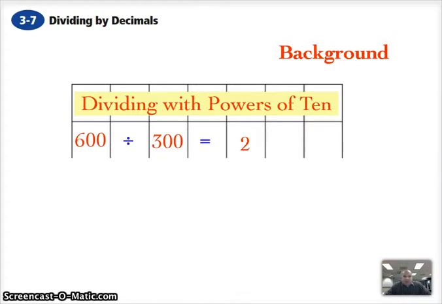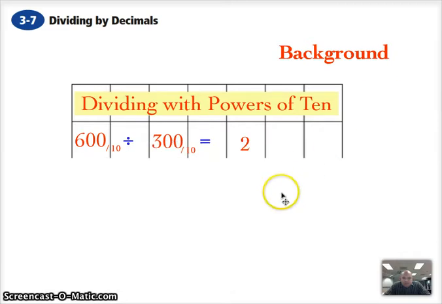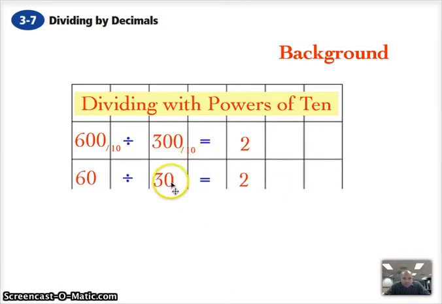In the first case, we've got a division equation: 600 divided by 300 equals 2. I think we can all see that 2 times 300 would give us 600, so obviously that works. Now, when we make this into a new equation, and we decide to divide both the dividend and the divisor by 10, we form a new equation. 600 divided by 10 is 60. 300 divided by 10 is 30. So 60 divided by 30, what is the answer? Well, look, it's the same answer, 2.